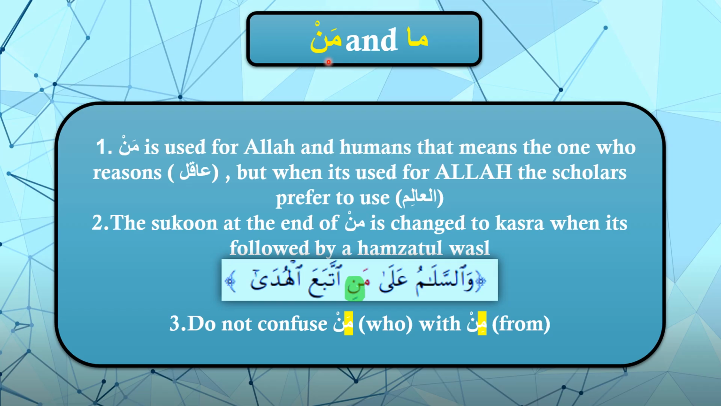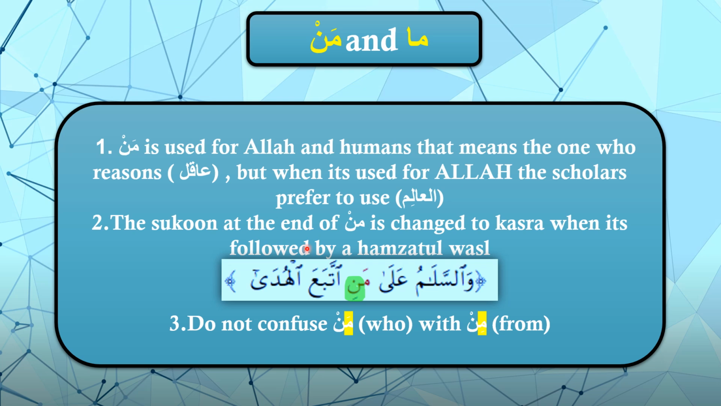Now, as we know, man is used for the aql only. So the first one is when it's used for Allah subhanahu wa ta'ala, lafzul jalala. As we know, it's used for the aql, but we don't say aqil when it's used for the lafzul jalala. We prefer to say alim, al-alim. And when it's used for humans, we say it's for the aqil. So that's one point for man. It's used for the aqil. And especially when it's used for Allah subhanahu wa ta'ala, you say it's for alim, al-alim.